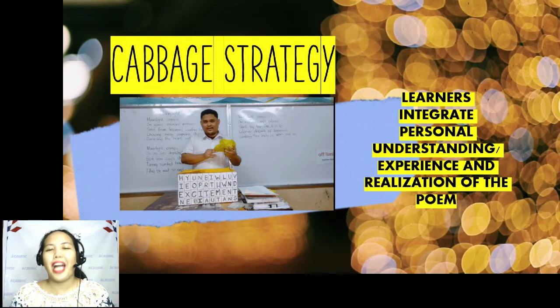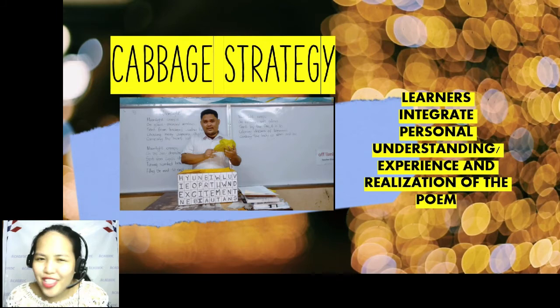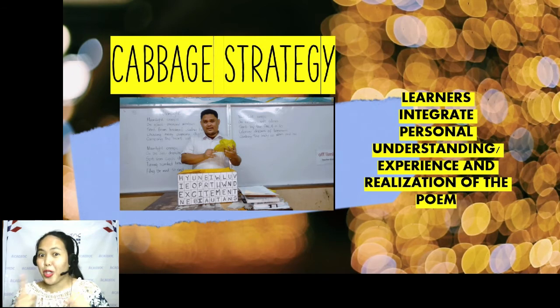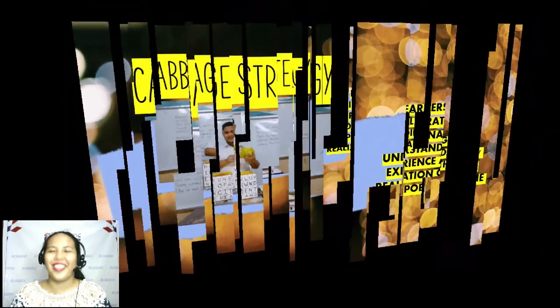With the use of the cabbage strategy, it allows learners to integrate their understanding, personal experiences, and realization of the poem based on what they have read. They use the technique of singing Twinkle Twinkle Little Star, which they can relate with, and it also links to the poem Moonlight, because there's a moon and there are stars at night. It was proven that at the end of the lesson, they had fun and used their skills to learn the language.